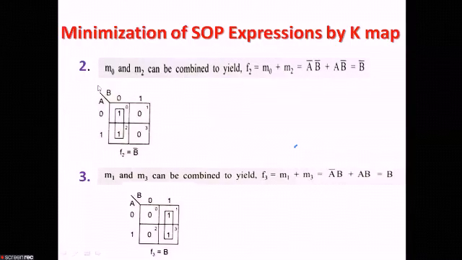Now see, this is the second minimization technique, that is M0 and M2 will be combined to form F2 equal to M0 plus M2. This is nothing but the application of Boolean algebra, and here this is done by pairing. I have shown two techniques only to make you understand. For Boolean algebra you have 3 steps, but with K-map you can do it in just 1 step. So this is the utility of K-map, that it is much simpler than Boolean algebra.